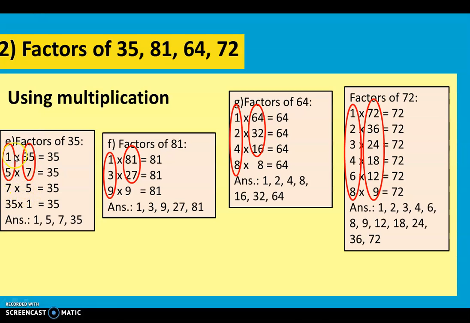So only one time we are going to write. So 1, 5, 7, 35. So these are the factors: 1, 5, 7, 35.